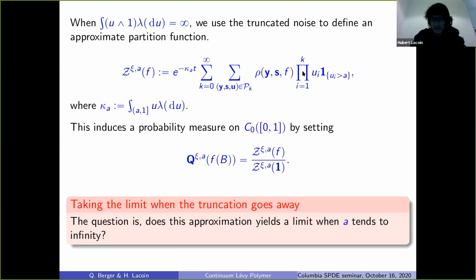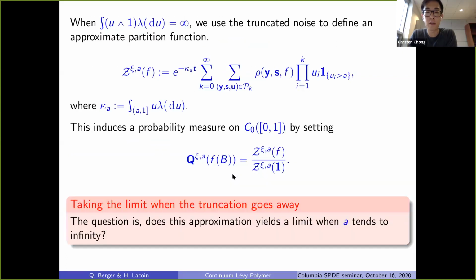So we take the same thing as before, except that we consider only the points here for which the third coordinate is larger than A, and for the drift, we just subtract the part of the drift which corresponds to these jumps. And now the question is, if you consider this measure, send A to 0, do you have a limit? And of course, the best way to have a limit is for the numerator and the denominator to converge to something which is non-zero for positive f, and we will be fine.